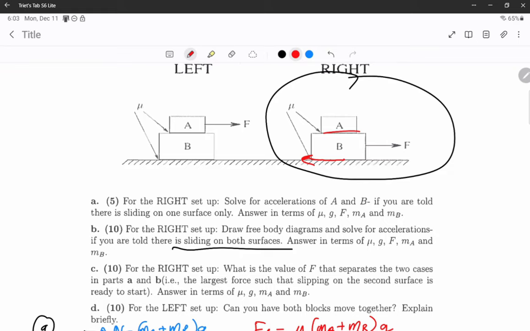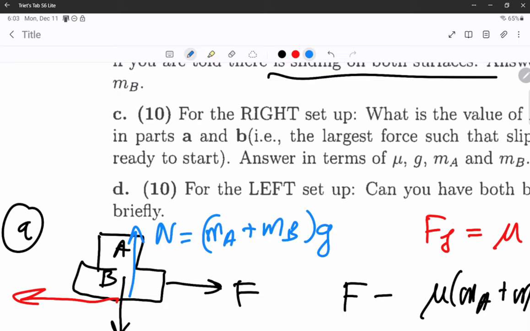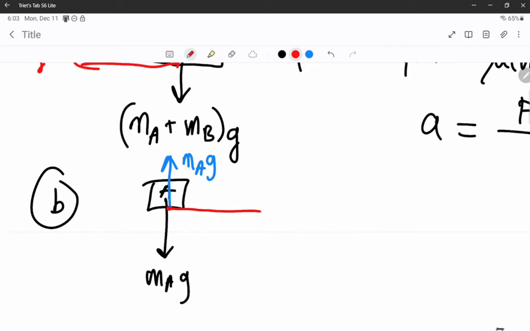So on A only, you analyze A. Downward, you have mAg. A normal force upward, also mAg. A is not going to fly away. And then you have the friction force, which brings it to the right. That's the only force that makes A accelerate to the right. A is indeed accelerating to the right, so definitely friction has to be to the right. This friction is slipping, so it's going to be mu N, and the N in this case is going to be mAg.